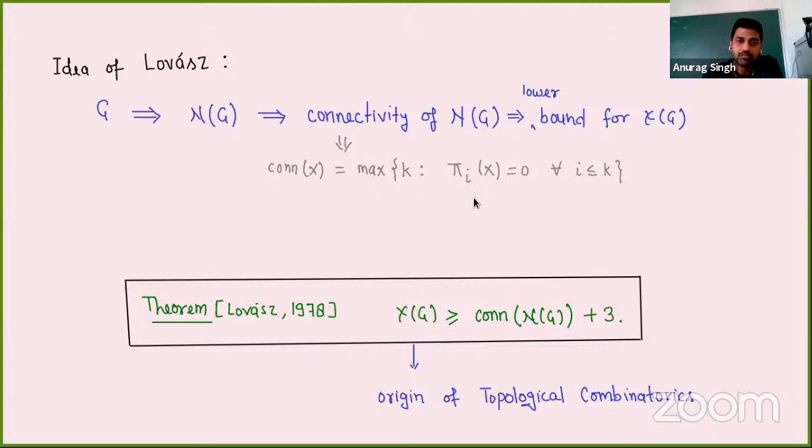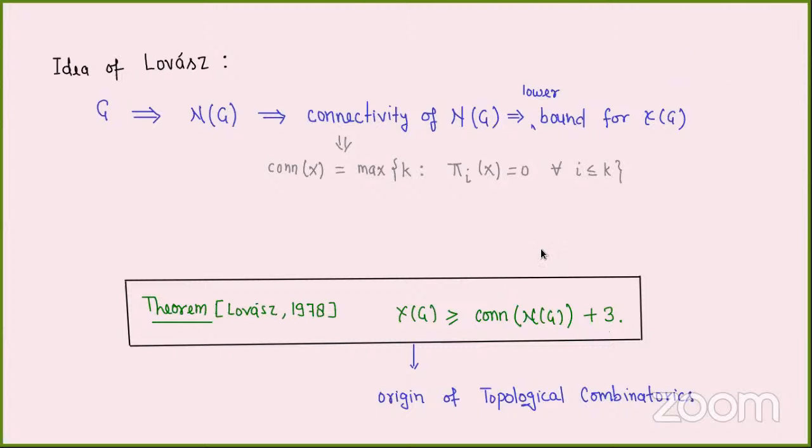So here I'm abusing the language of pi 0 and pi 1, in the sense that they are not groups. Pi 0 is not a group, but still I'm just writing it. All the pi i's up to k are trivial. So that's the connectivity of the complex. So what Lovász proved is that you take a graph, you associate the neighborhood complex with this graph, then the chromatic number of the graph is always bounded below by the connectivity of the neighborhood complex plus 3.